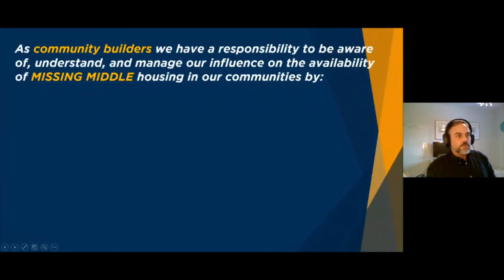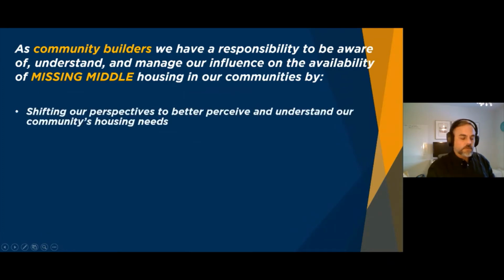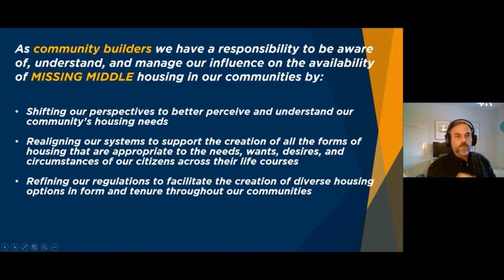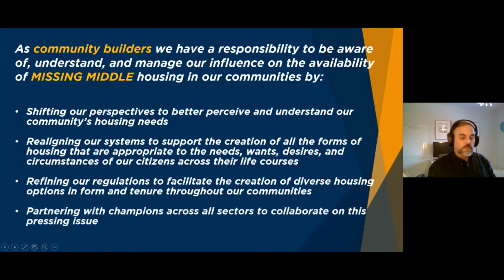So as community builders, again, I'm going to suggest that we have that responsibility to be aware of, understand, and manage our influence on the availability of missing middle. So we need to shift our perspective to better perceive and understand our community's housing needs. We need to realign our systems to support the creation of all forms of housing that are appropriate to the needs, wants, desires, and circumstances of our citizens across their life courses. We need to refine our regulations to facilitate the creation of diverse housing options. And we need to partner with champions across all sectors in collaboration on this pressing issue that we have.